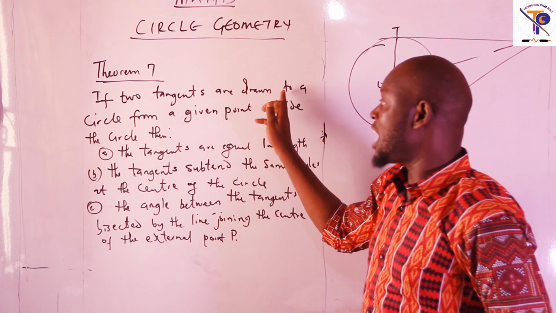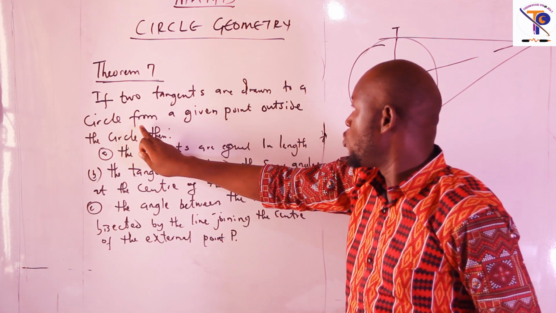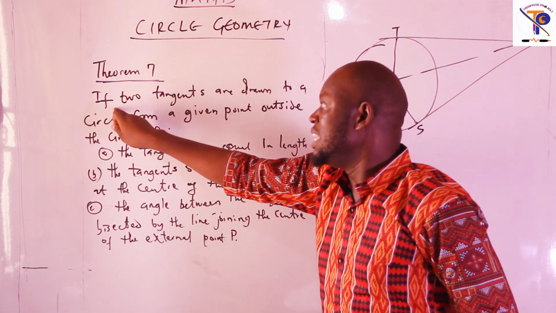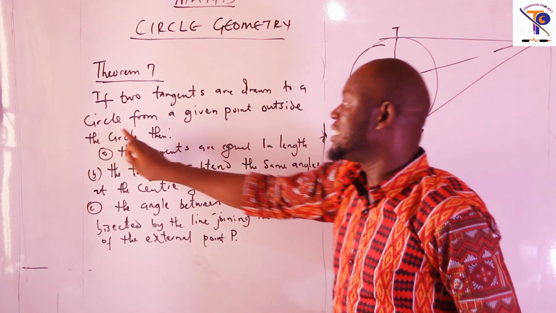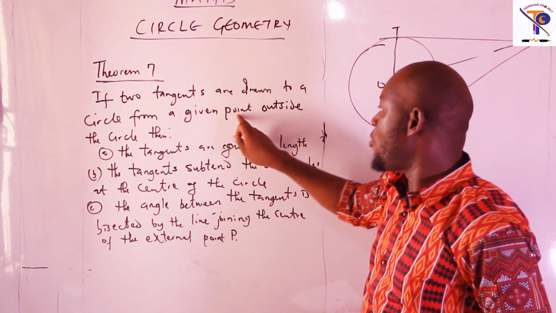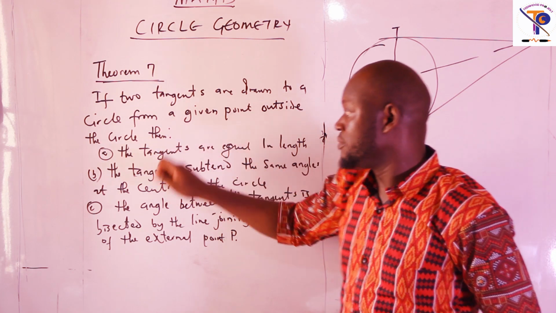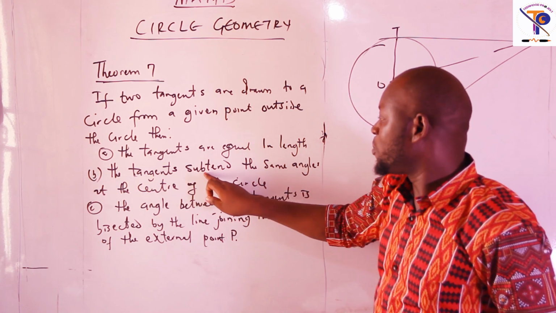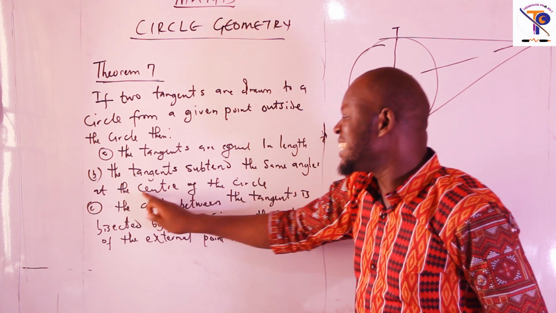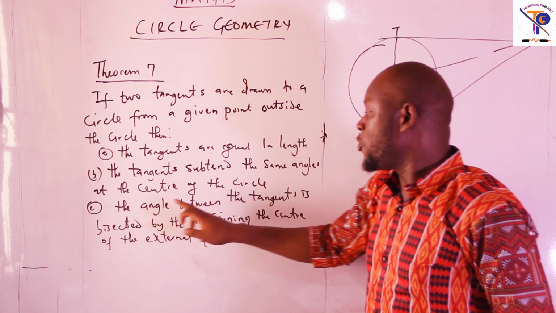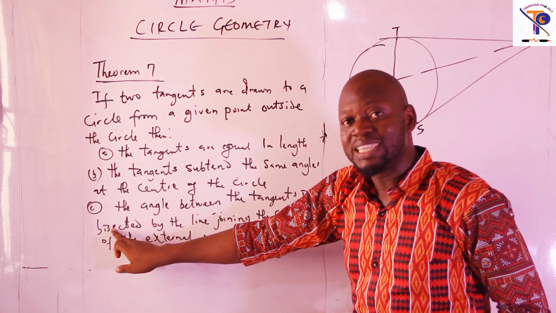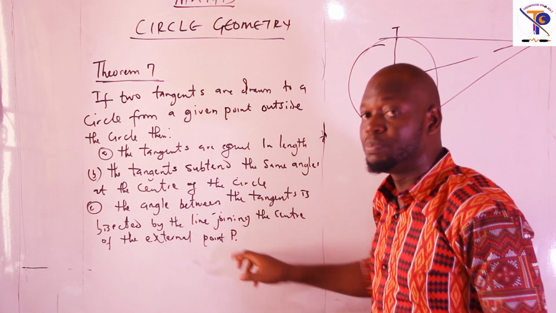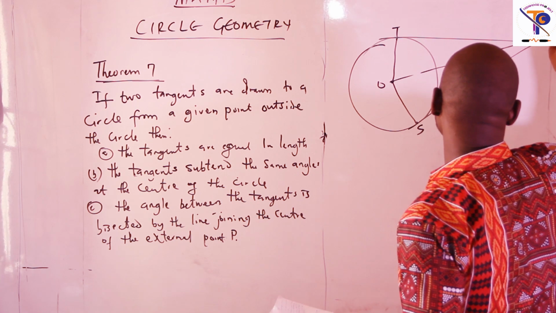If two tangents are drawn to a circle from a given point outside the circle, then the tangents are equal in length. The tangents subtend the same angles at the center of the circle. The angle between the tangents is bisected by the line joining the center to the external point P. So, external point P, let's call this one P now.